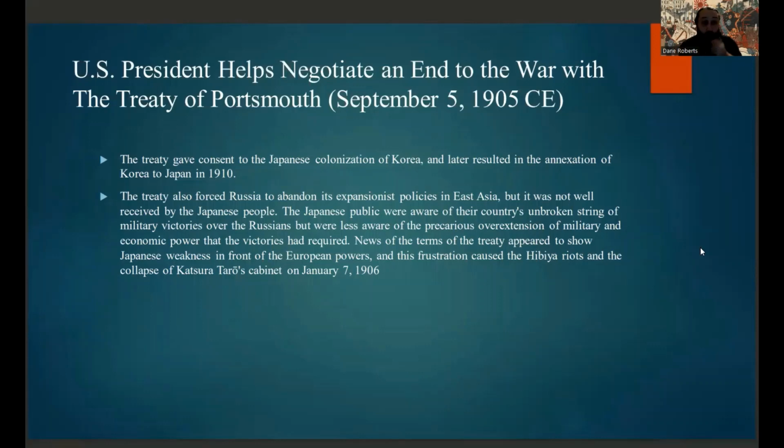The treaty also forced Russia to abandon its expansionist policies into East Asia, but it was also not well received by the Japanese people. The Japanese public were aware of the country's unbroken string of military victories over the Russians, but were less aware of the precarious overextension of military and economic power that the victories had required. News of the terms of the treaty appeared to show Japanese weakness in front of European powers, i.e., signing the treaty, as well as having the treaty negotiated by the U.S., which again is a European power.